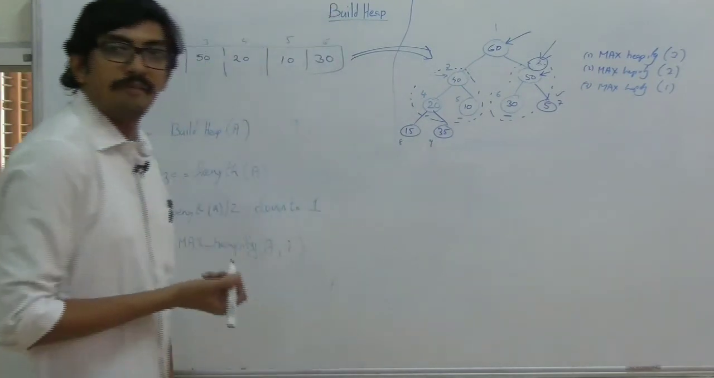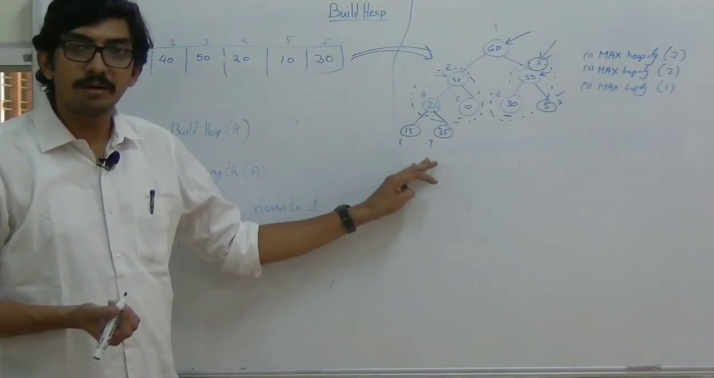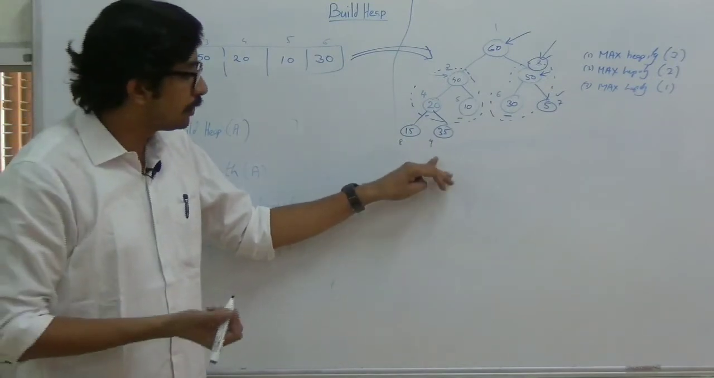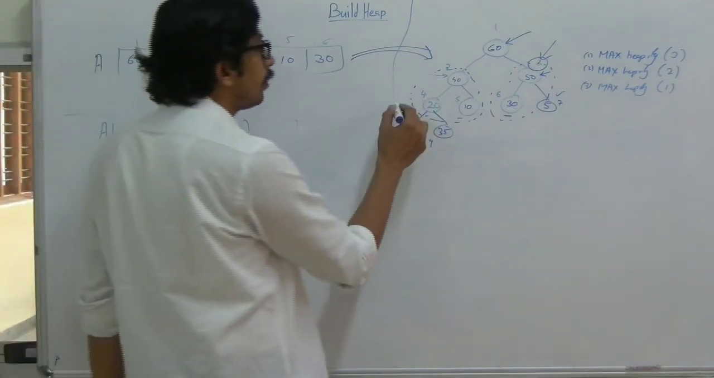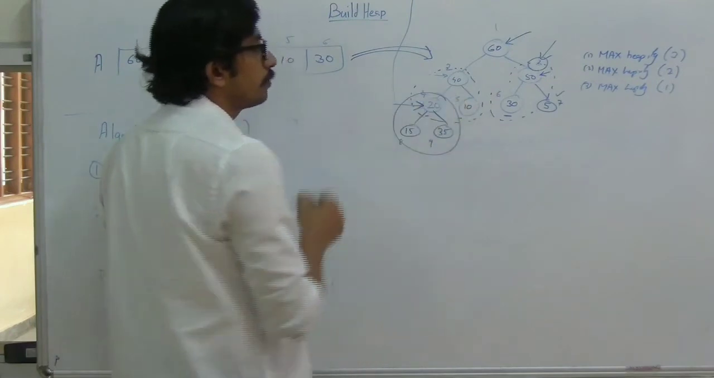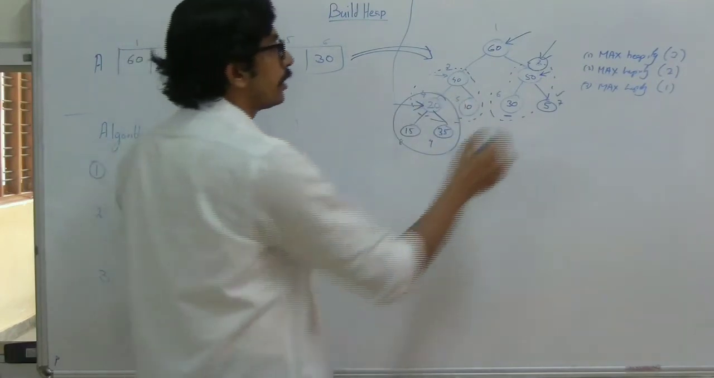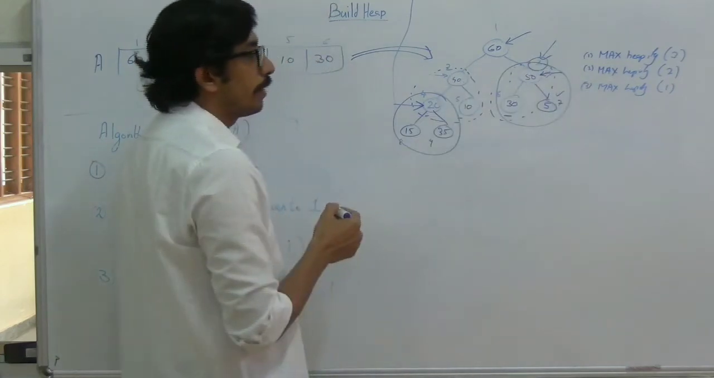Suppose I am having 9 nodes in my array. Heap size will be 9. The first parent will be 9 by 2, that is 4. So first I will be calling Max Heapify of 4, which means this much portion will be converted to a max heap. Then I will call Max Heapify of 3.